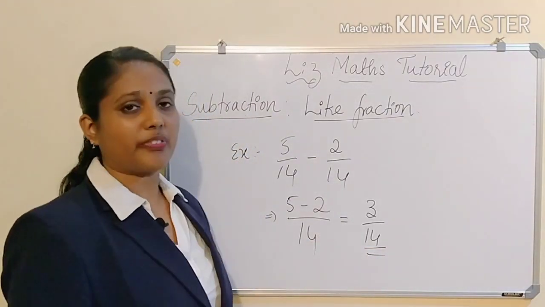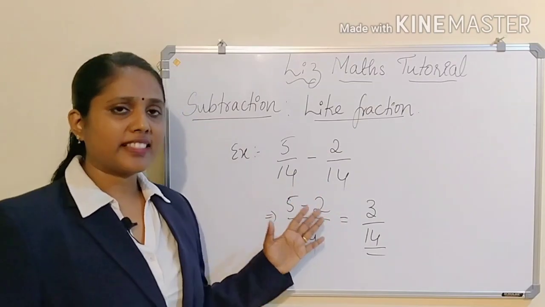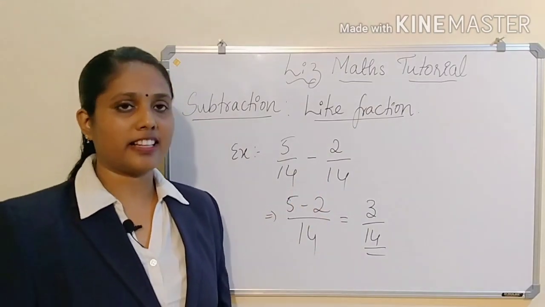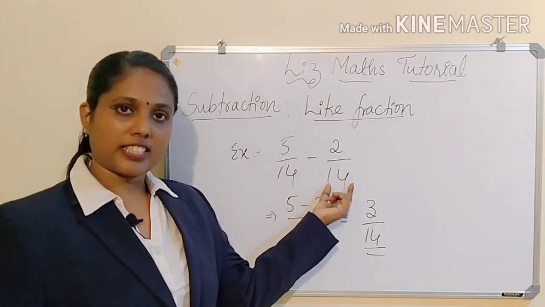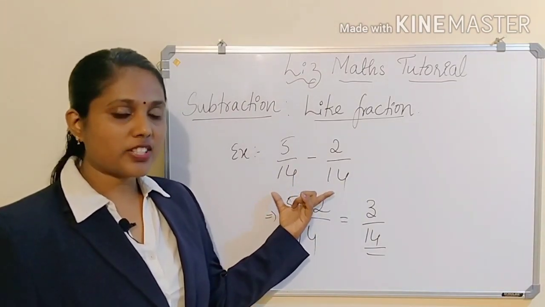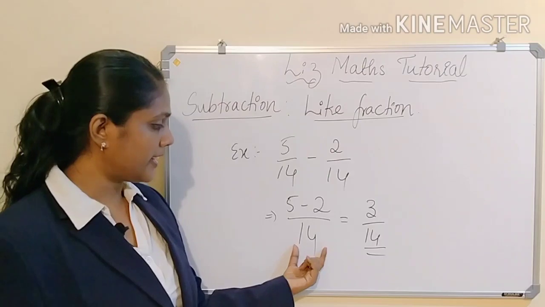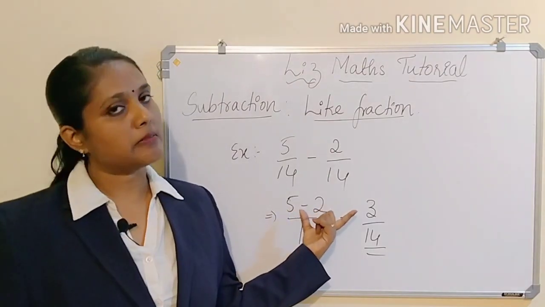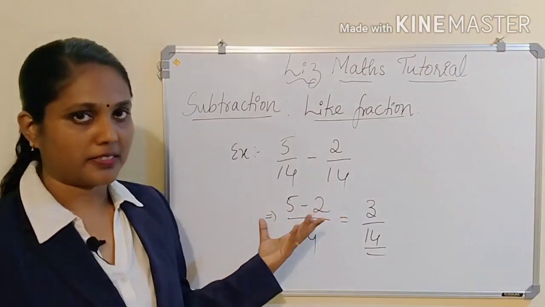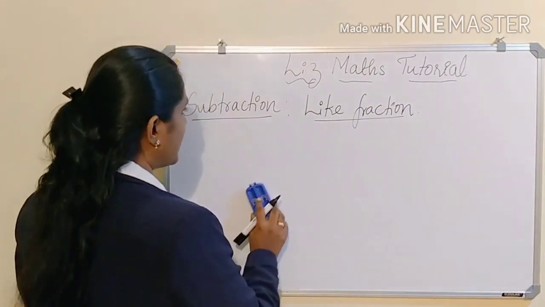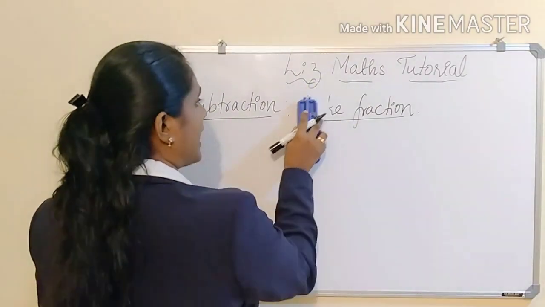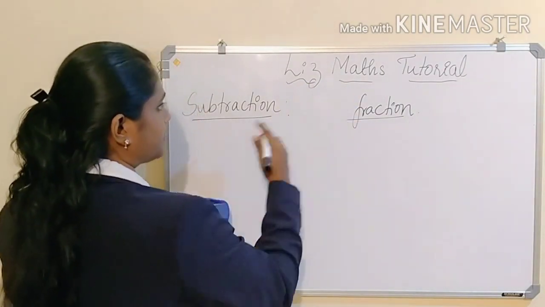Hope it's very easy. When you know the addition, there is nothing in the subtraction. So what you have to see here, the common denominator that gives you the like fraction. So you have to write it common and you have to subtract the numerator. Hope you understood. Now we move on to the next, subtraction of unlike fractions.